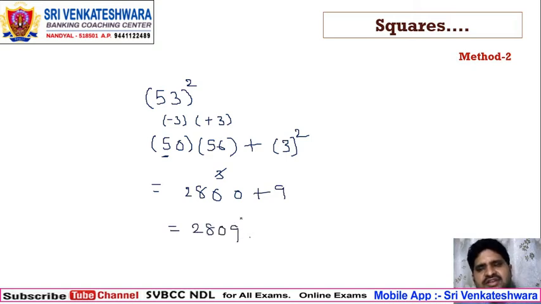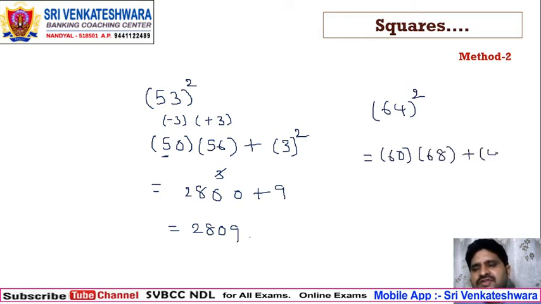So take the nearest round figure for that, and to get the nearest round figure, if you add in one case, in the second case we have to subtract. Let's take one more. For example, if you want to find out 64 whole square, how do you do it? Take the nearest round figure for 64. What is that? 60. To get the 60, I have subtracted 4 here. Second case we have to add the 4. 64 plus 4, 68, and 4 square is the carrier.